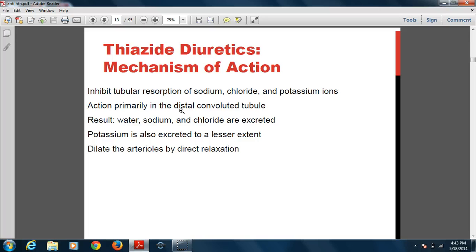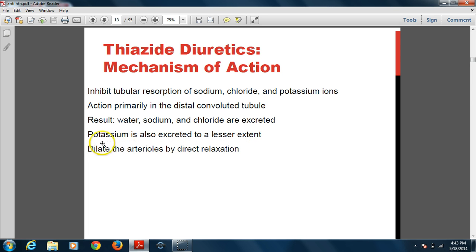They work by inhibiting the tubular reabsorption of sodium. So remember we talked about the renal tubules. If you don't absorb the sodium and the sodium goes out, water goes with it. So you excrete the sodium, you're going to excrete the water. Action, as I mentioned before, is primarily in the distal tubule. And what happens? We lose water and sodium, and some chloride too. Potassium's also excreted, but to a lesser extent. We don't worry quite as much about losing potassium with thiazide diuretics.